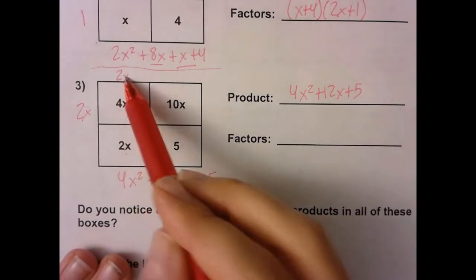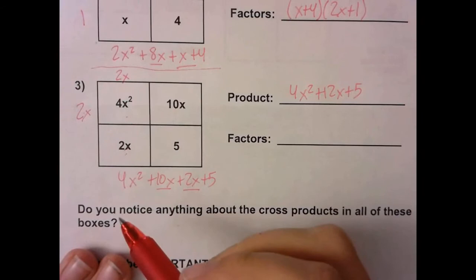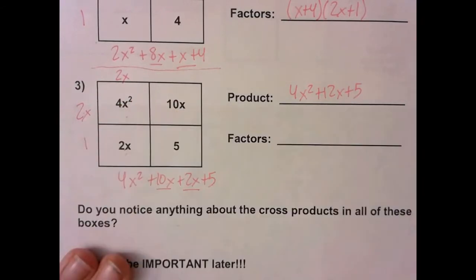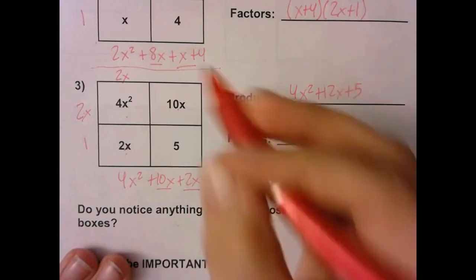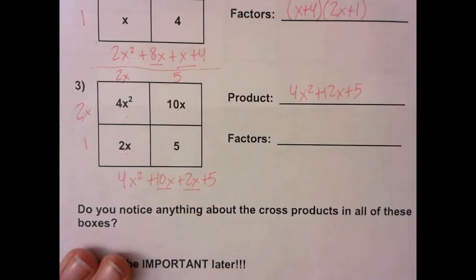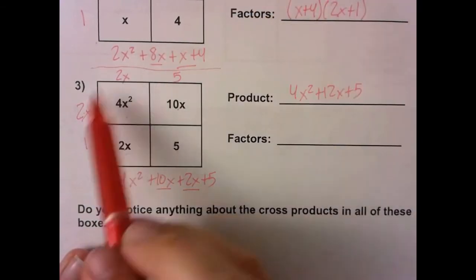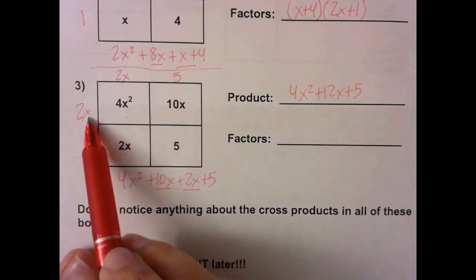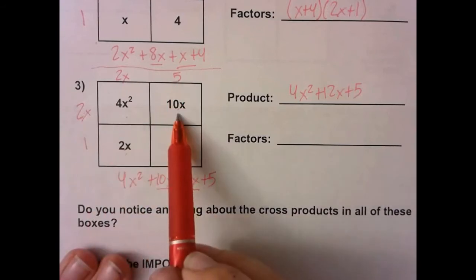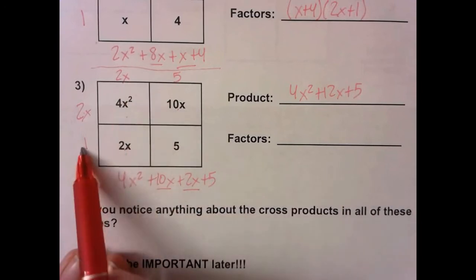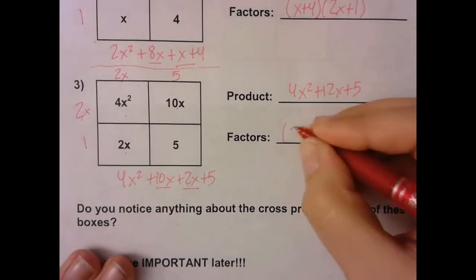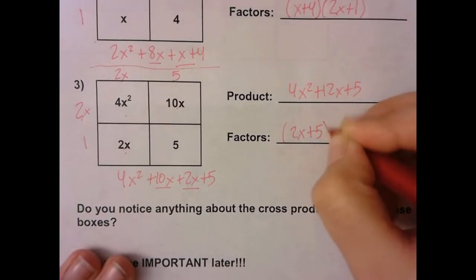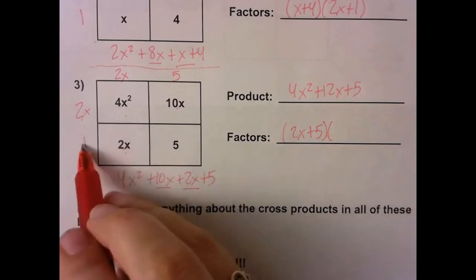All right, what times 2x would give me 2x? That's just 1. What times 2x would give me 10x? Well, that'd be 5. And let's see if we're correct. 2x times 2x is 4x squared. 2x times 5 is 10x. 2x times 1 is 2x. And 1 times 5 is 5. So that means our factors are 2x plus 5 and 2x plus 1.